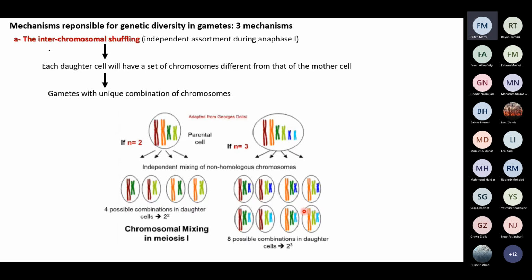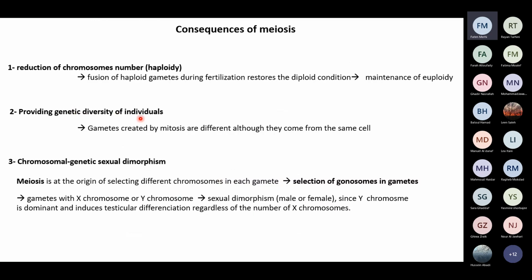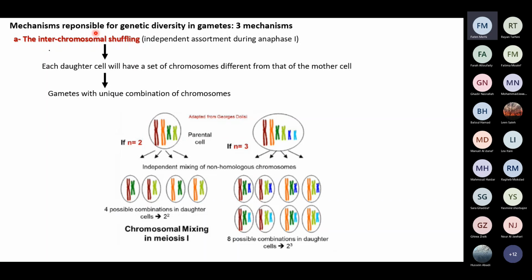Now, here we talked about the genetic diversity of individuals due to meiosis. What are the mechanisms responsible for this genetic diversity? We have seen them earlier during last session, but we will review them here quickly. We have 3 mechanisms. The first one is the interchromosomal shuffling, or what we have called the independent assortment, that takes place during anaphase 1. So this is the independent separation, or assortment, of the chromosomes during anaphase 1 between the 2 poles of the cell, if you remember.